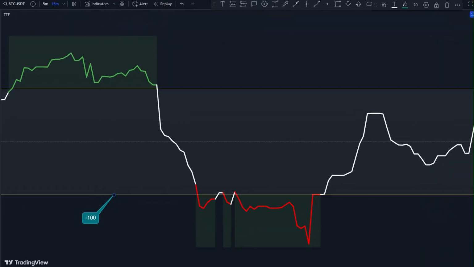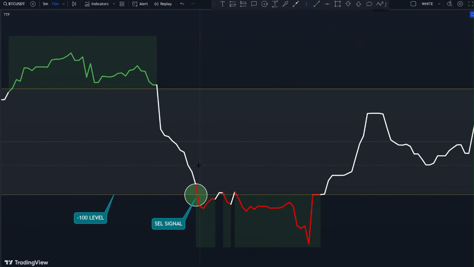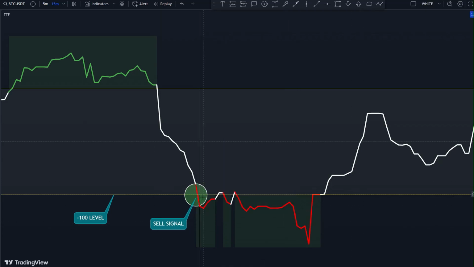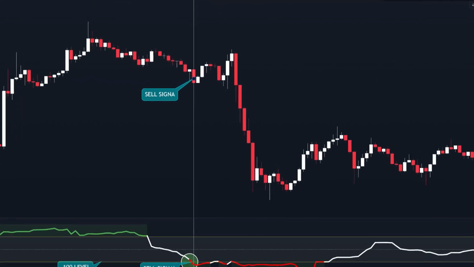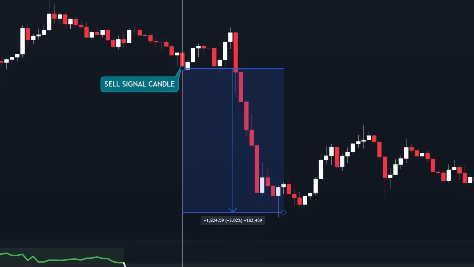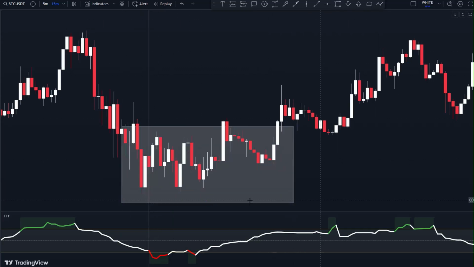On the flip side, if the TTF line dips below the minus 100 level, turning red, it's time to look for a potential sell signal. Again, mark the spot with a vertical line and get ready to jump into a short trade. But listen, there's no such thing as a surefire way to trade. This strategy can't guarantee you win every time, which is why we'll pair it with another indicator to help filter out weak signals.